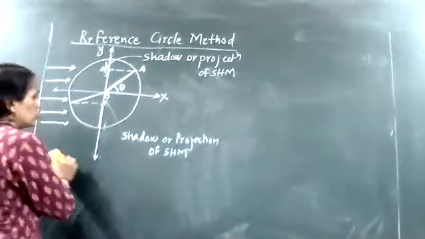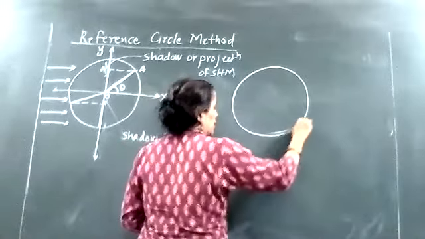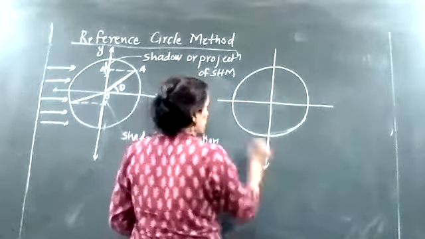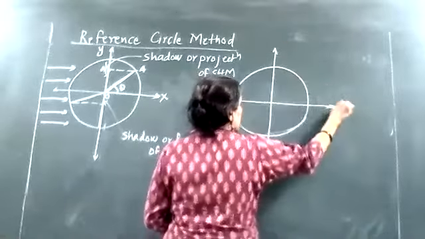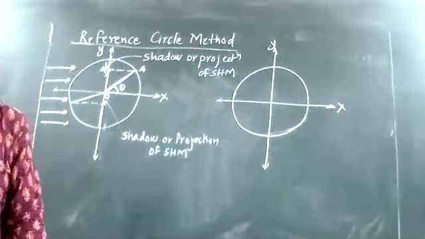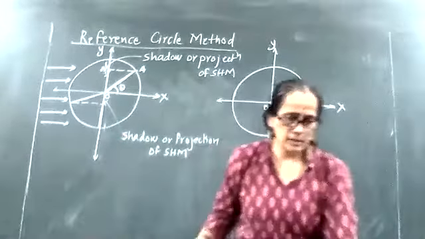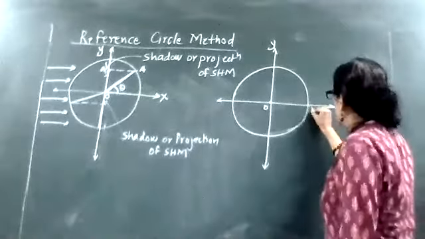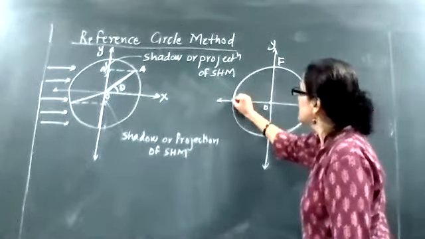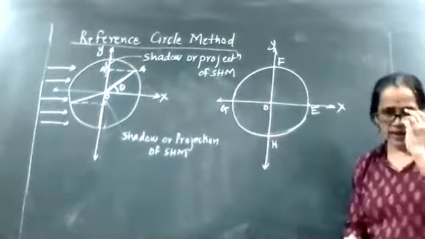So now, what I am going to do is consider here a reference circle. This reference circle has these two axes. So these two axes I can draw here as the x-axis and y-axis. Then I can say that O is the origin here, and I can show that point E is on the positive x-axis, F is along the positive y-axis, G is along the negative x-axis, and H is along the negative y-axis.